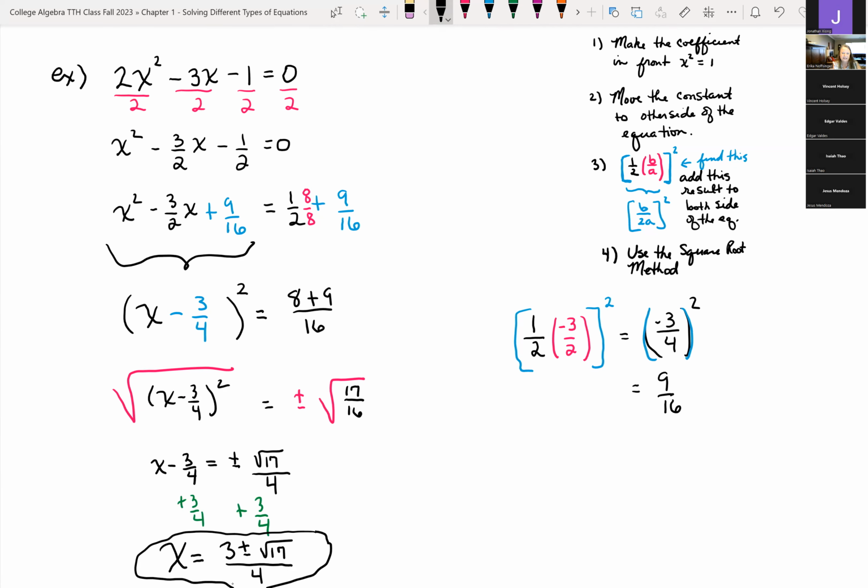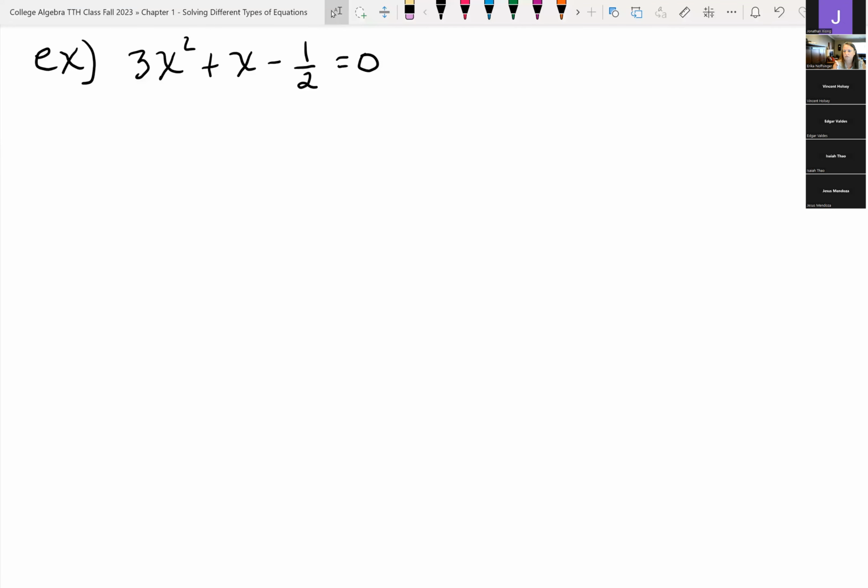So there's an example of using the completing the square method. The next example is 3x squared plus x minus 1/2 equals 0. We want to solve this by completing the square. Looking at this, I want to divide everything through by 3. I noticed that if I divide everything through by 3, I would have a complex fraction in there.